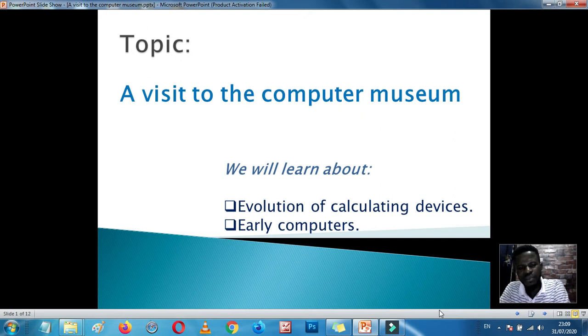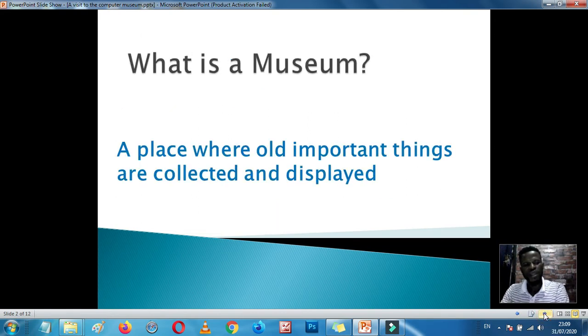There is a place where all of these devices are kept so that people can actually see them, because these devices are very important. So we are going to learn about that first before we move over to the various devices. That particular place is called what? A museum. Now, what is a museum? A museum is a place where old, important things are collected and displayed.